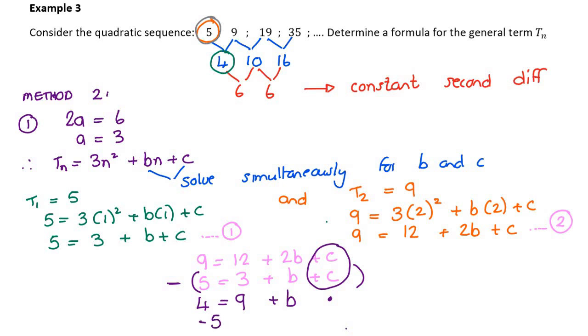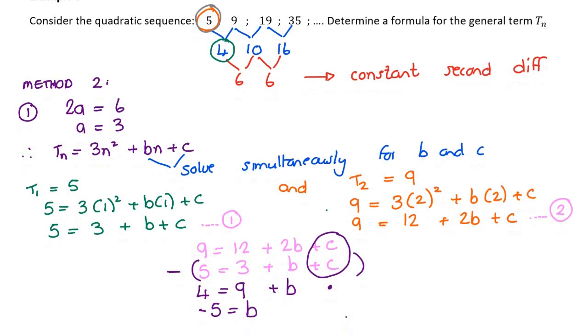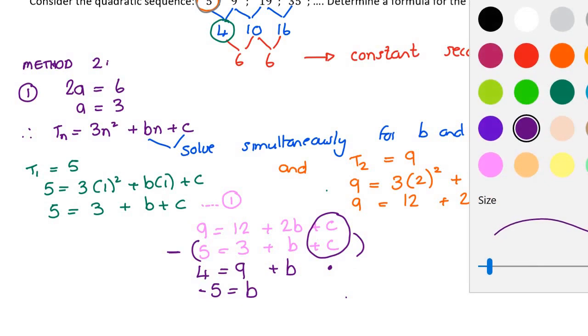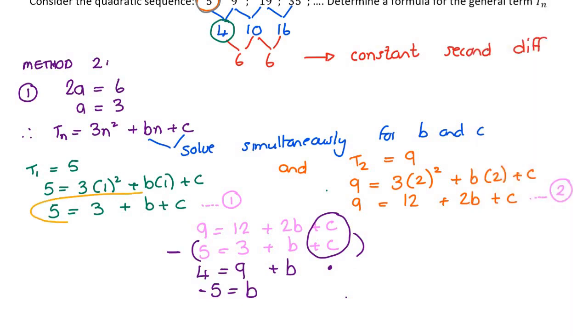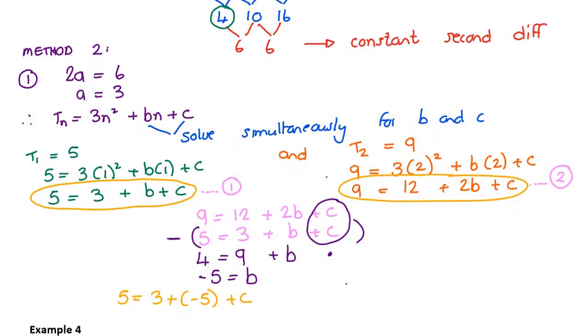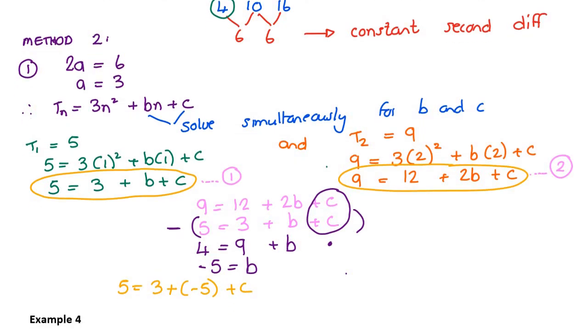Now if I subtract 9 on both sides, what do you know? I get b is minus 5, which I know is the right answer. So now all we have to do is find c. Now that's not a problem because there is an equation involving b and c, and there is an equation involving b and c. I would go to the green one because it's just easier. So now I would say 5 equals 3 plus b plus c, which would mean that if I solve for c, I get 7, which I know is the right answer. So again, I get exactly the same formula, 3n squared minus 5n plus 7.